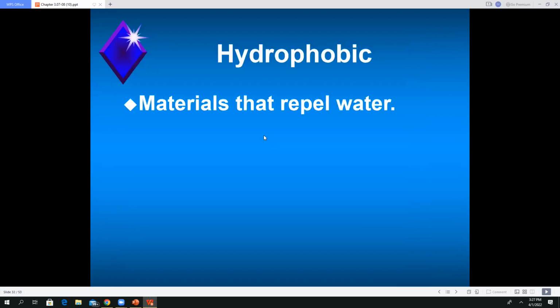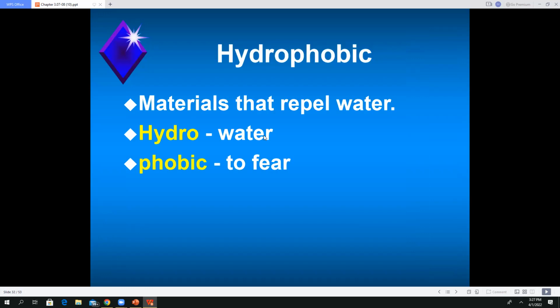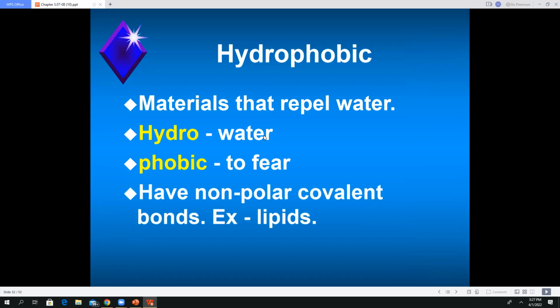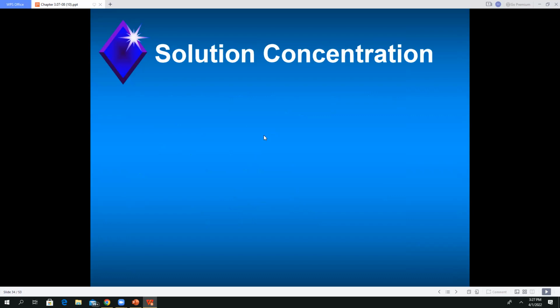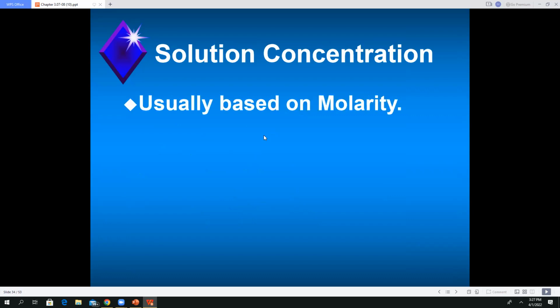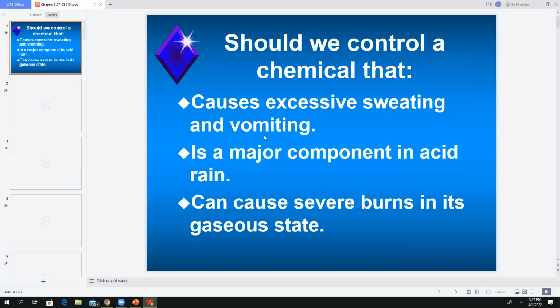Hydrophobic, on the other hand, they repel water. Hydrophobic is fearing, water fearing. Therefore, they have nonpolar covalent bonds. For example, lipids, which I keep saying, oils. And that's it. We are not going to talk about solution concentration because that's for next class.